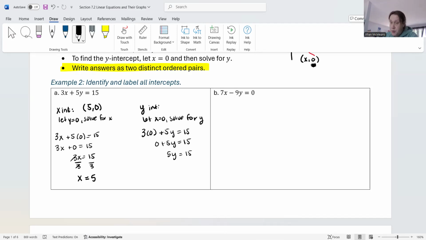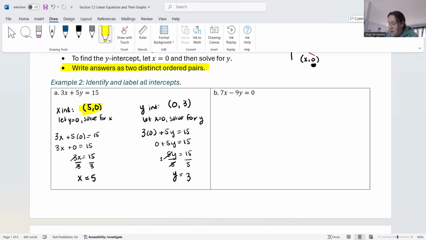We want to undo the multiplication of 5 and y, so we divide both sides by 5. 5 divided by 5 is 1. 1 times y is y, and 15 divided by 5 is 3. Okay, so we would say our y-intercept is 3, but as an ordered pair, we want to write it as, well, we said x had to be 0, so 0, comma 3.